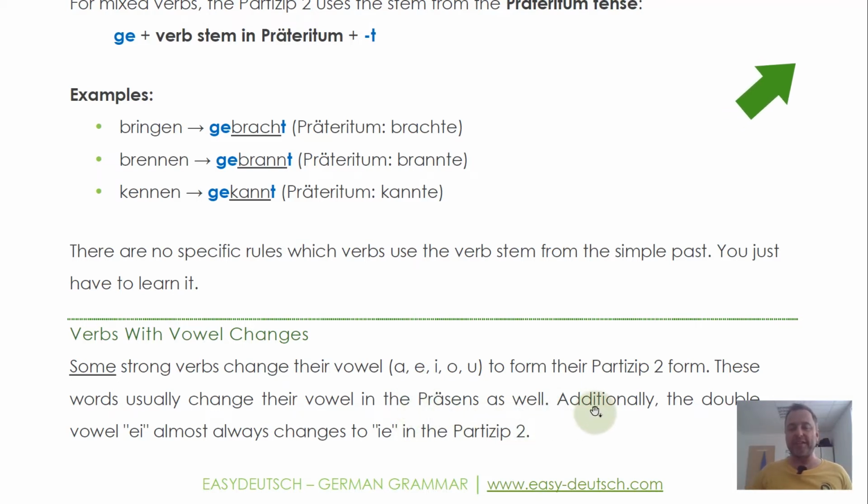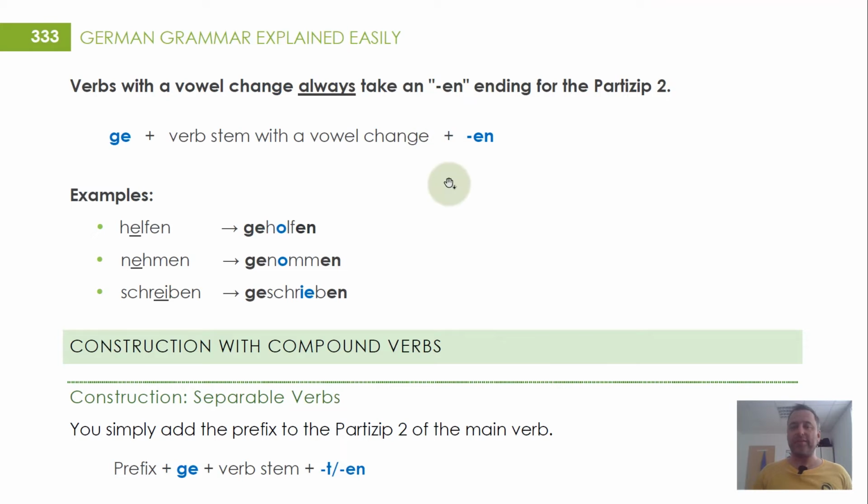And additionally to those, the double vowel EI almost always changes to the opposite version, so to IE, in the past participle. Let's have a look at a few examples here. So always remember, from the regular construction, everything that changes the vowel takes the EN ending. And this applies here as well. So they cannot have the T ending because they are changing a vowel.